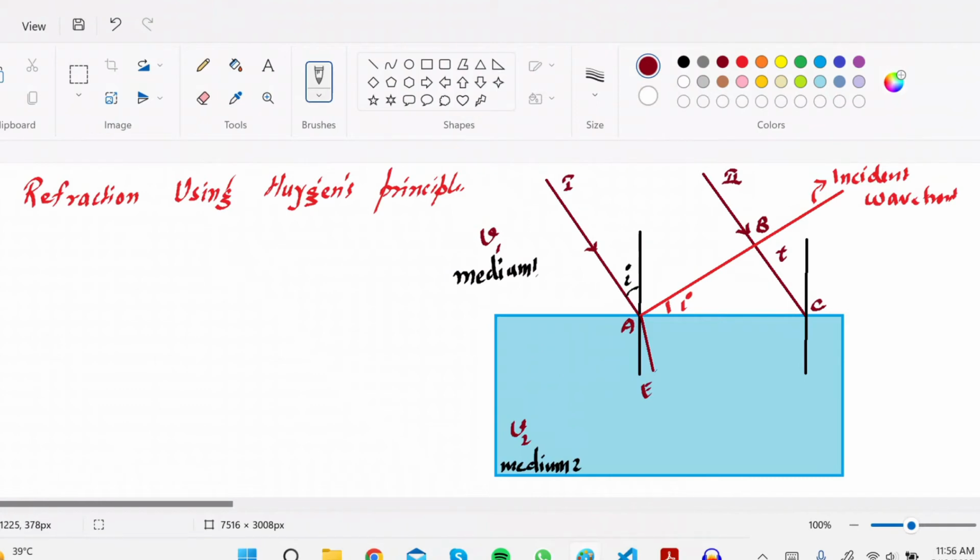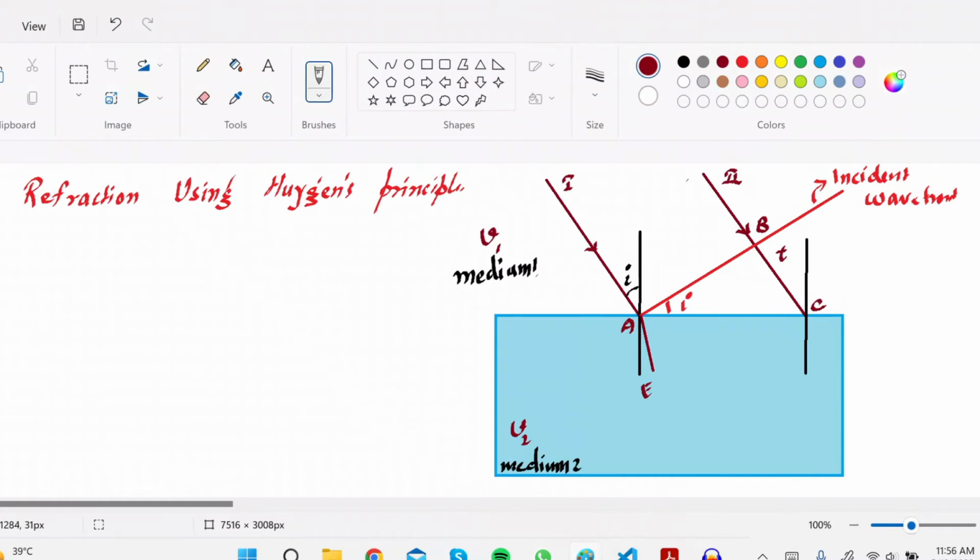The distance BC, is it equal to AE? No. Why is it not equal? Because the speed of light is different. Time is the same. The time taken for the light ray to go from B to C is the same as the time taken for the light ray to go from A to E.